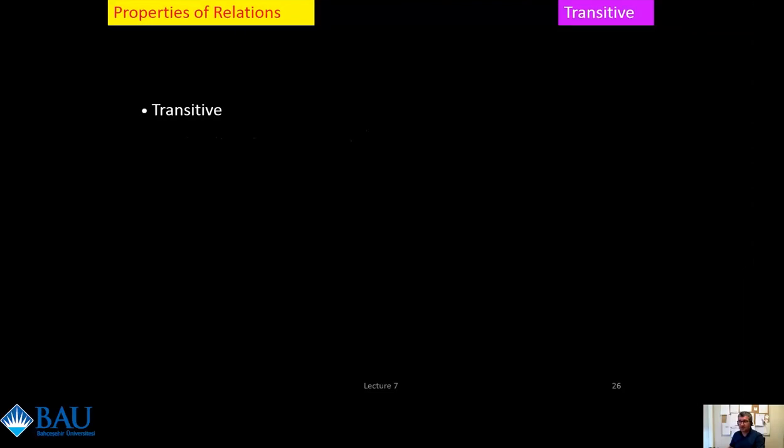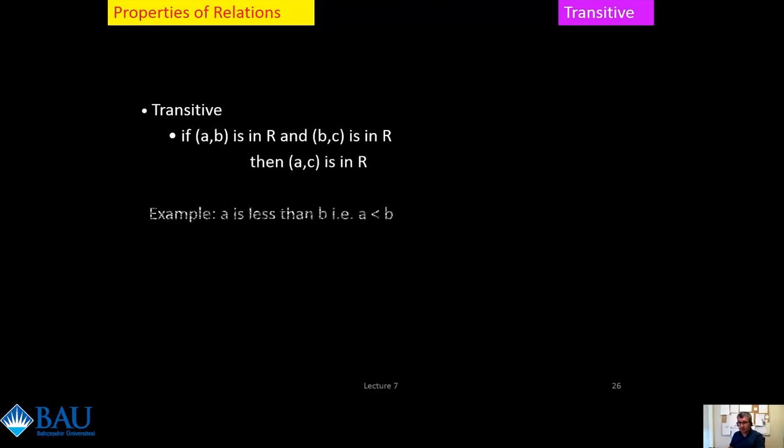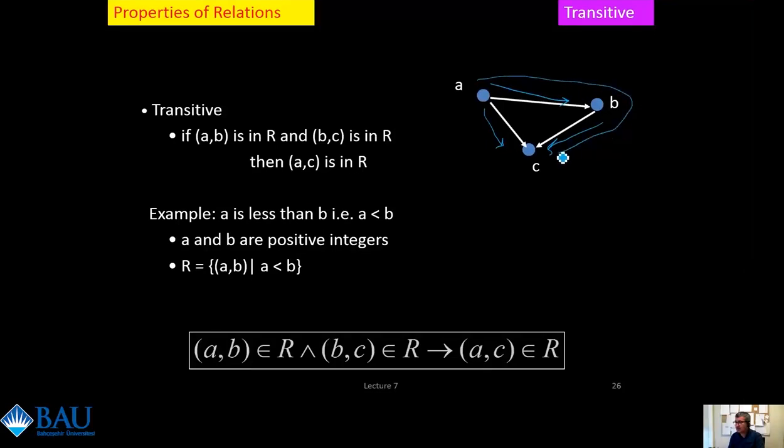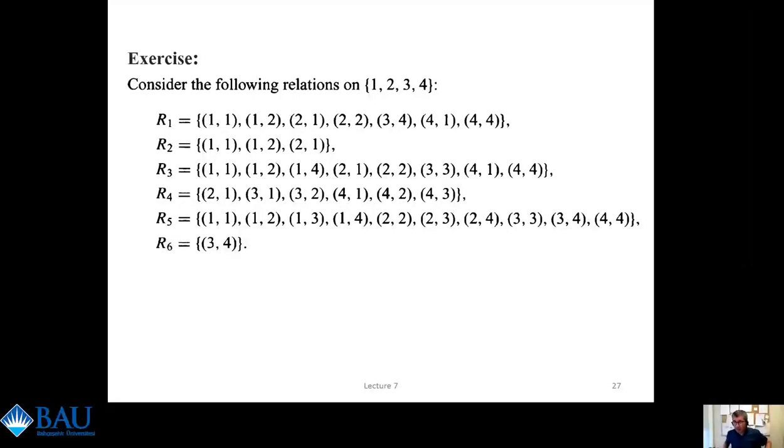And that's transitive. It means A is less than B. If A is less than B, and B is less than C, definitely A is less than C. Look at it. A goes to B, B goes to C, and A goes to C as well. It means from A to C, you can go in 2 steps, and also you can go in 1 step. It means transitive. Okay.